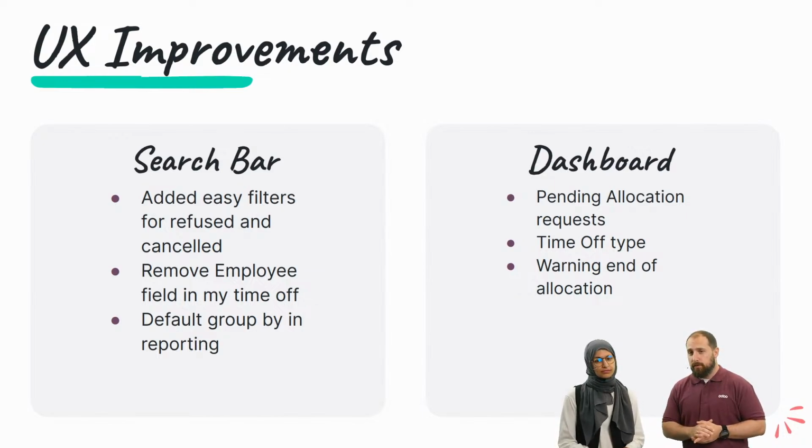Now on the dashboard, some improvements as well. One that I really like is the pending allocation requests. It's now very easy, when you look at your dashboard, to see what are the pending requests for an allocation that you might have asked of your manager or HR. Then we've also got the time off type. It's just a little checkbox we've added on the time off type, but it's really powerful because it gives you the flexibility to show or not show some time off types on your dashboard.